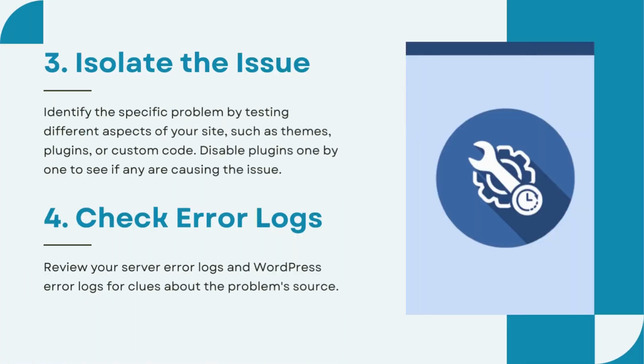3. Isolate the issue. Identify the specific problem by testing different aspects of your site, such as themes, plugins, or custom code. Disable plugins one by one to see if any are causing the issue. 4. Check error logs. Review your server error logs and WordPress error logs for clues about the problem's source.